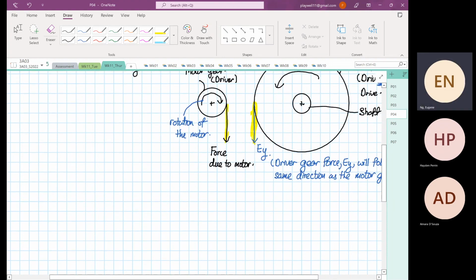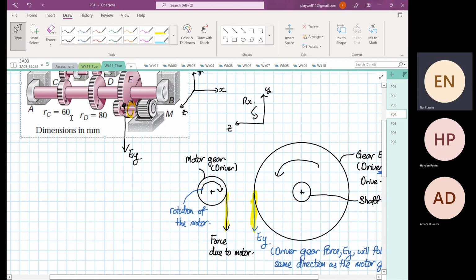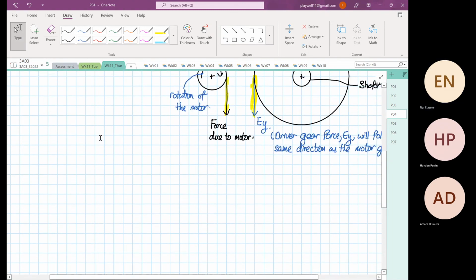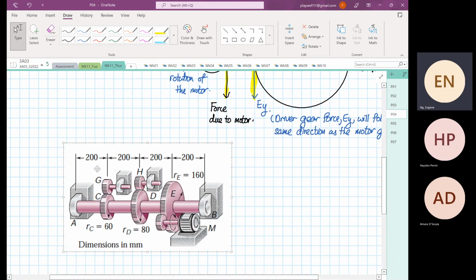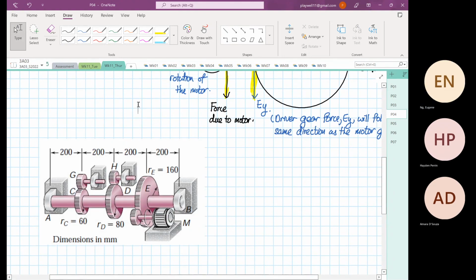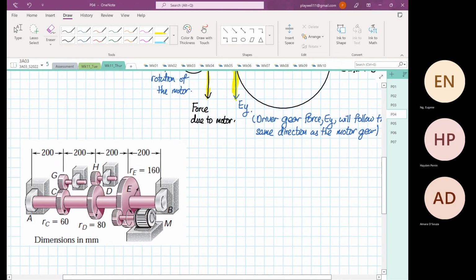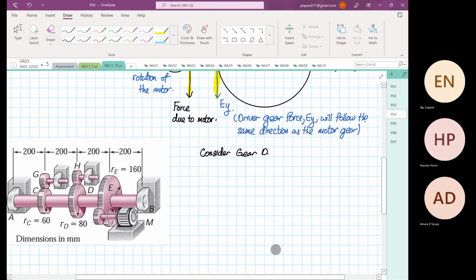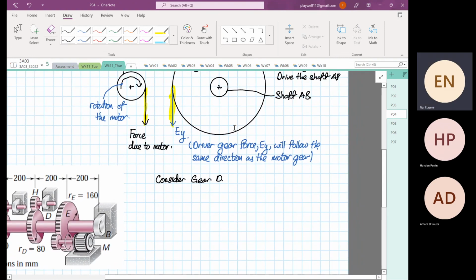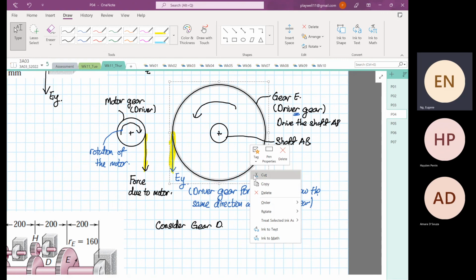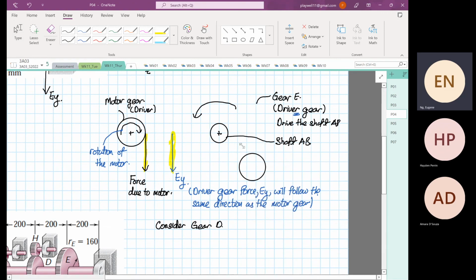Okay. So now we're going to consider again this diagram. I'll go slow, okay, because a lot of the time students make this mistake. Okay. Now we're going to consider gear D. Okay. So again, we have to look at the shaft AB. So I still have to copy this whole thing.